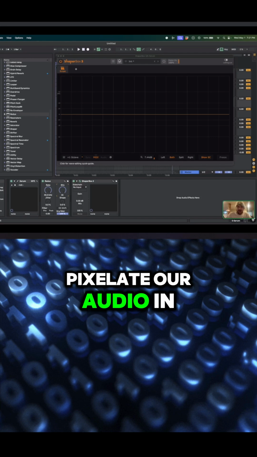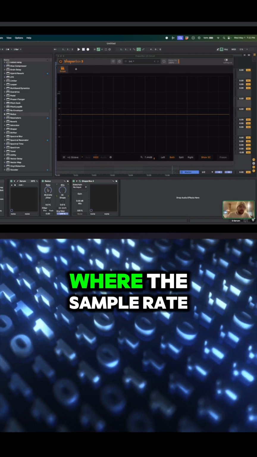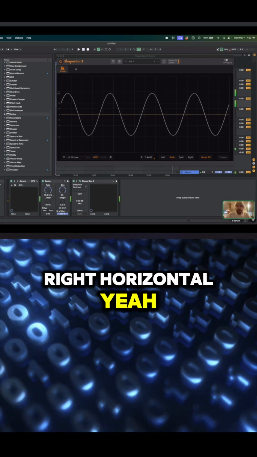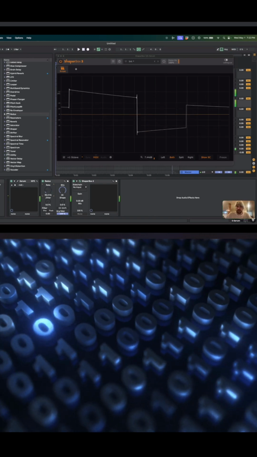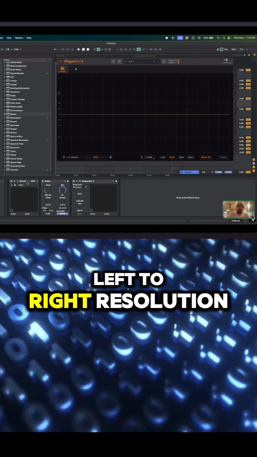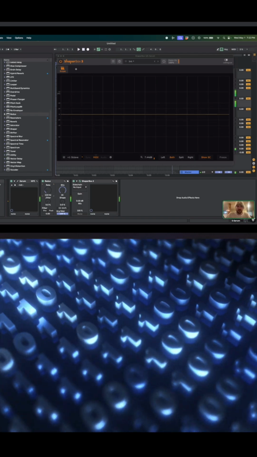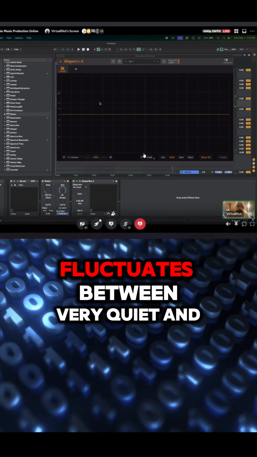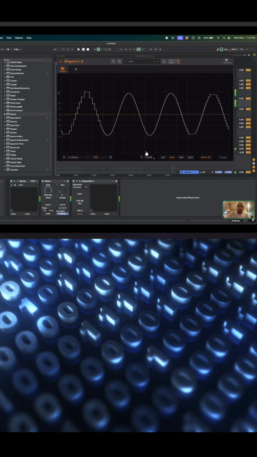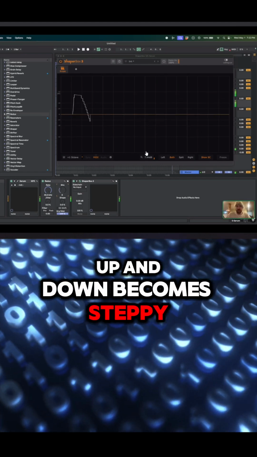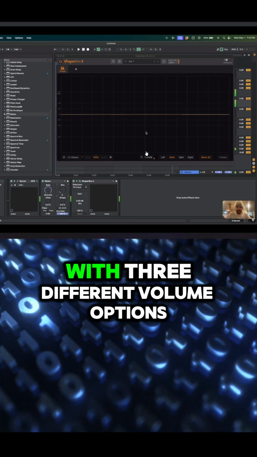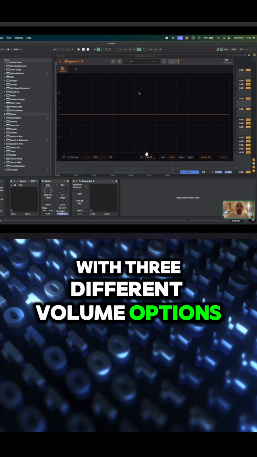because the Redux effect lets us basically pixelate our audio in the x-axis and the y-axis, where the sample rate is our x-axis, left to right, right? Horizontal, yeah. So it becomes steppy, left to right, resolution goes down the drain. Volume-wise, it still fluctuates between very quiet and very loud, and then the bit rate is the opposite. Up and down becomes steppy, where at some point we are only left with 3 different volume options, or 2.